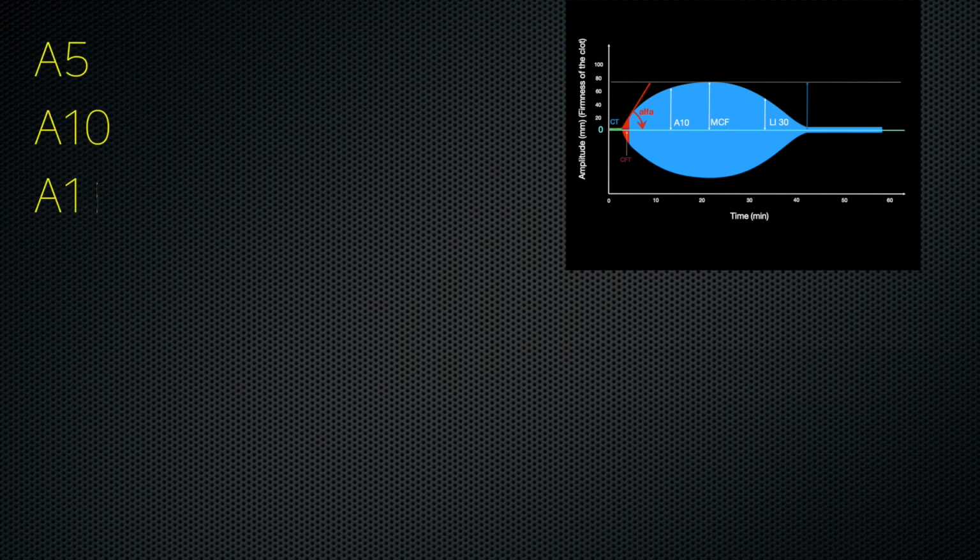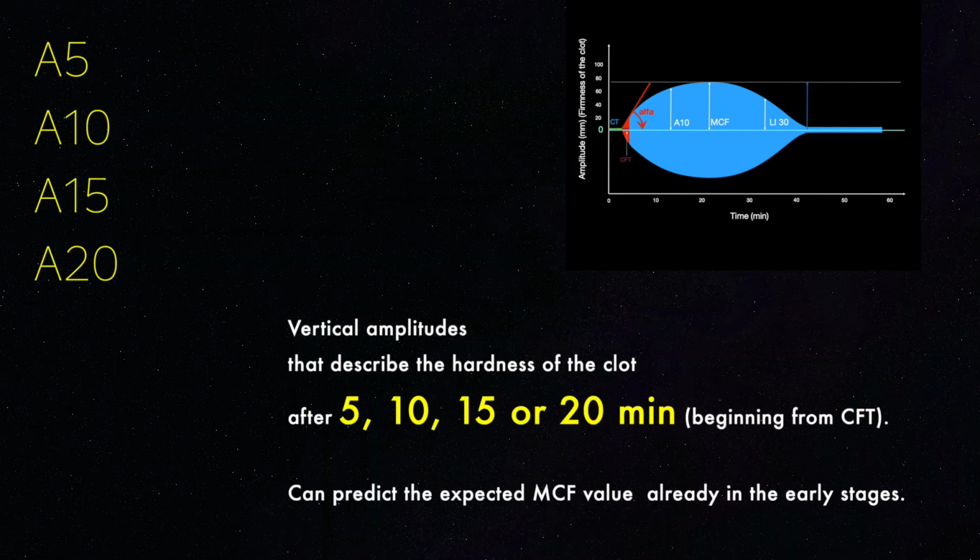Parameters that predict low MCF values early in the process are the A5, A10, A15, and A20 values. These are vertical amplitudes that describe the hardness of the clot at 5, 10, 15, or 20 minutes, beginning from the CT, and can predict the expected MCF value already in the early stages. This allows for faster therapeutic action.